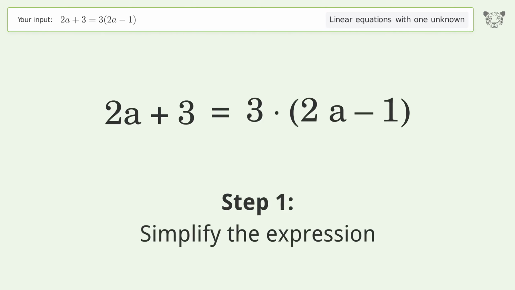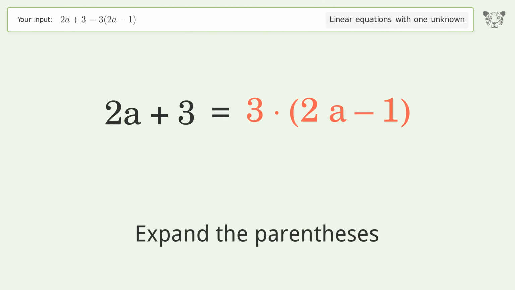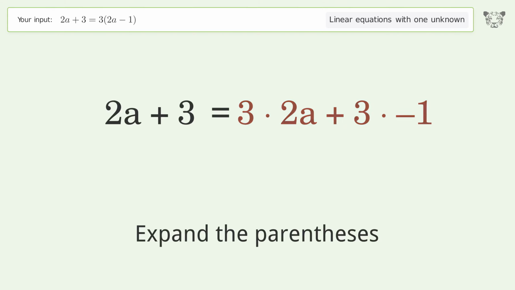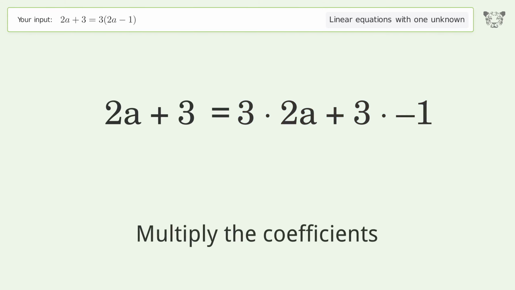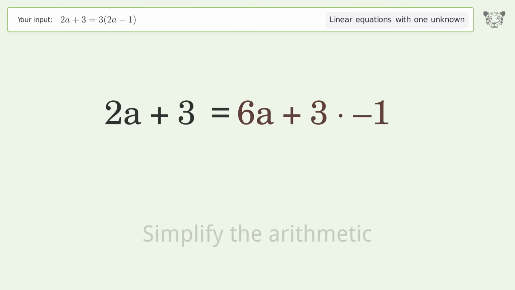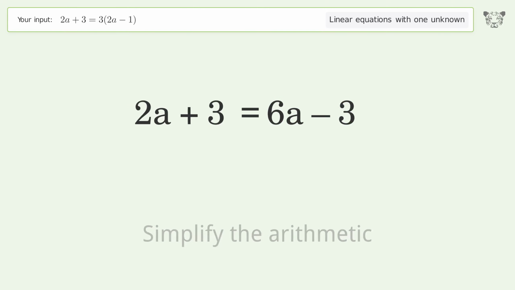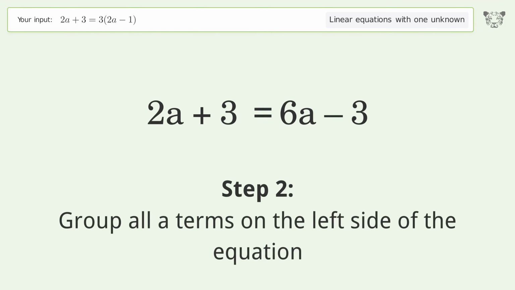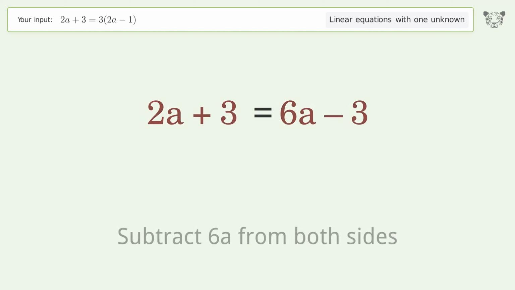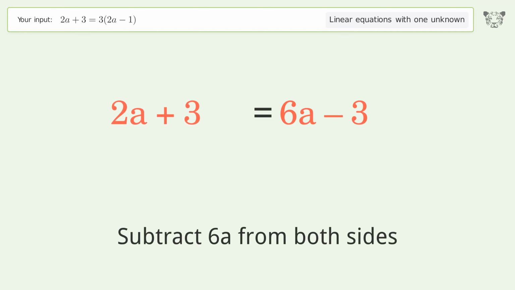Simplify the expression. Expand the parentheses. Multiply the coefficients. Simplify the arithmetic. Group all a terms on the left side of the equation. Subtract 6a from both sides.